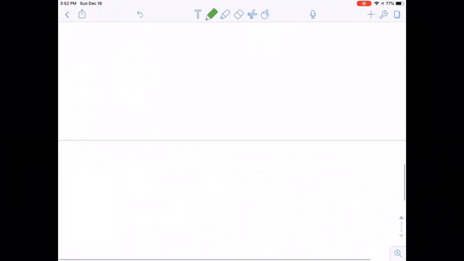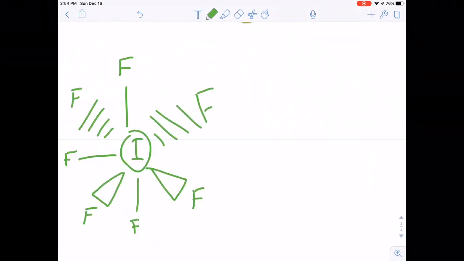Wait, where'd that one go? Can't believe it, that one got away too. Let me fix that. Alright, there we go. There's our wedge-line model.